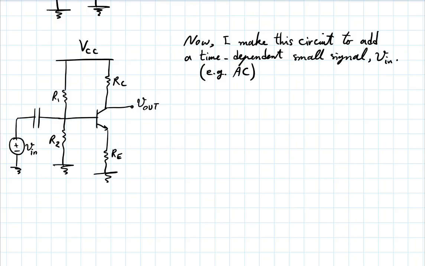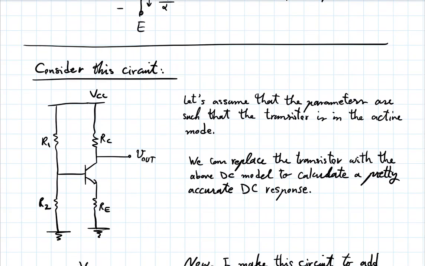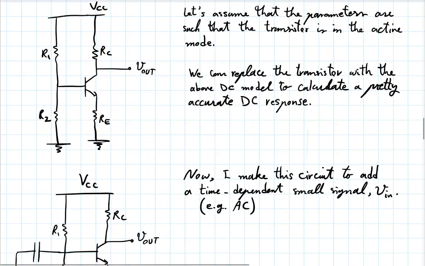First of all, let's say you wanted to solve the DC behavior of the circuit. Think about the DC value of the collector current or the emitter current or the base emitter voltage and so on. What is the difference between the DC behavior of this circuit and the DC behavior of this circuit? What is the difference?